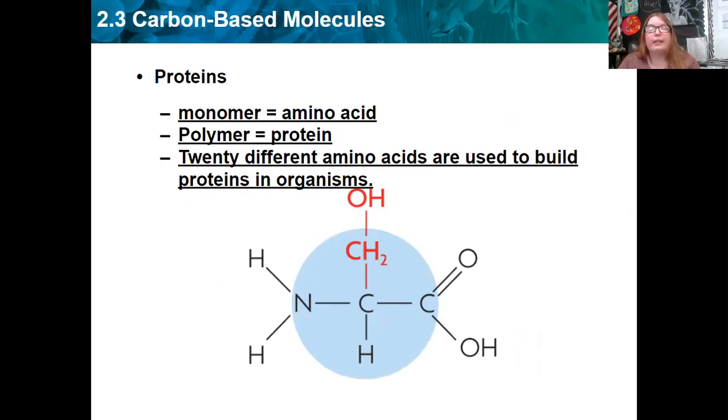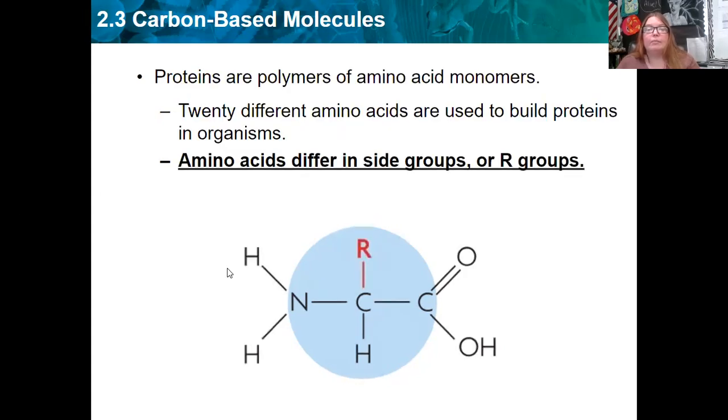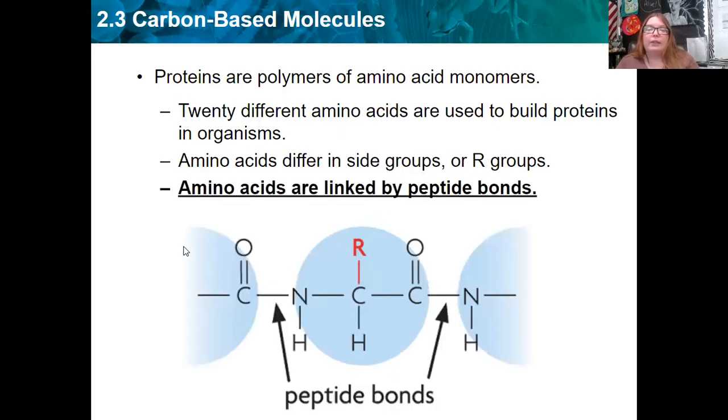We're going to get more into that in, I think, unit 2, unit 3, somewhere in there. But we'll cover that more in depth. But be aware there's 20 amino acids, and it's important. So amino acids are all the same except for their side group. And they're linked by something called peptide bonds.